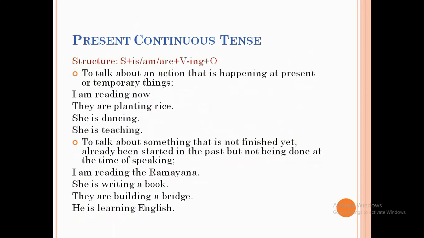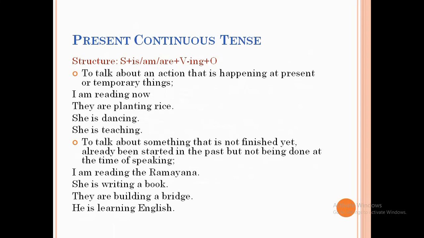So now let's talk about present continuous tense. So the structure of present continuous tense is subject plus is, am, are plus verb ing plus object. So let's talk about in which situation we can use present continuous tense. We simply use present continuous tense to talk about an action that is happening at the present or temporary things.